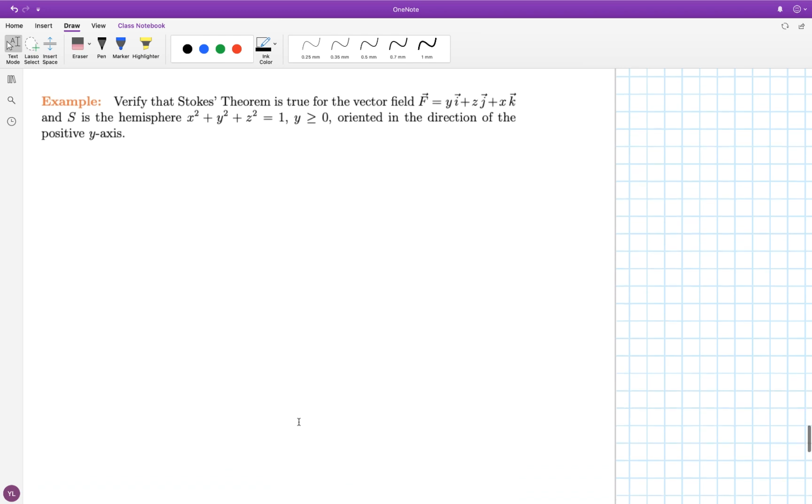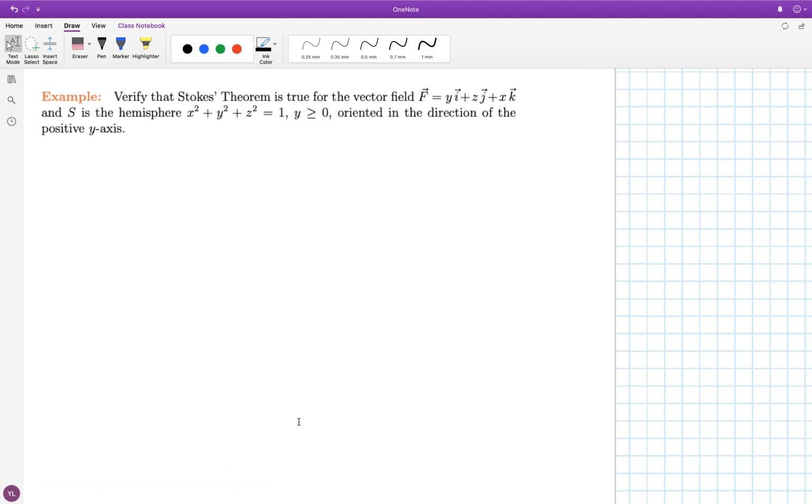All right, in this next example, we're going to verify that Stokes' theorem is true. What that means is to verify that a certain surface integral is equal to a certain line integral. So if I'm verifying Stokes' theorem, I'm actually computing both sides and demonstrating that they're the same value. So I'll go ahead and do the line integral first. So I'll compute the line integral and see that it coincides with the surface integral.